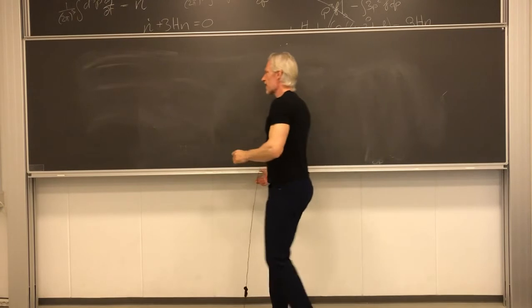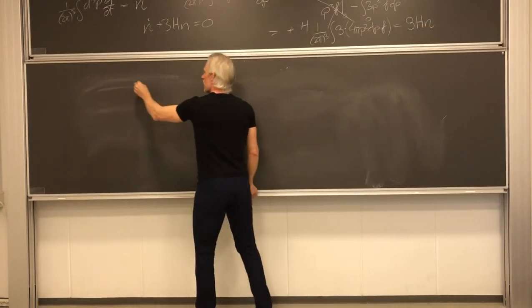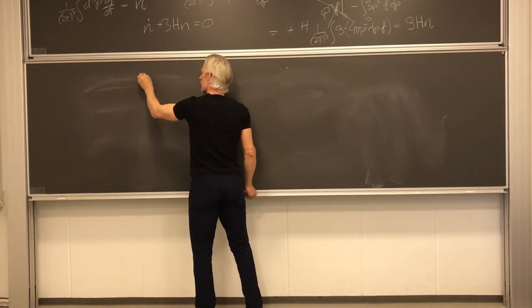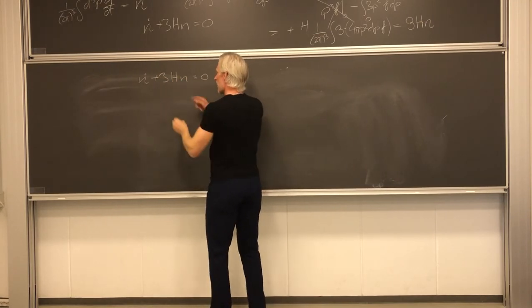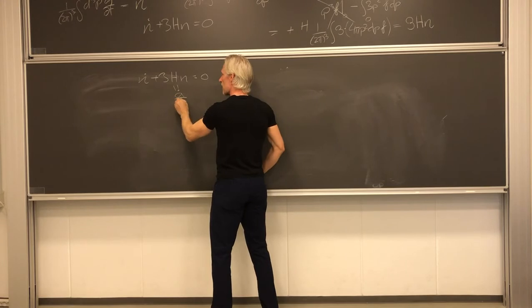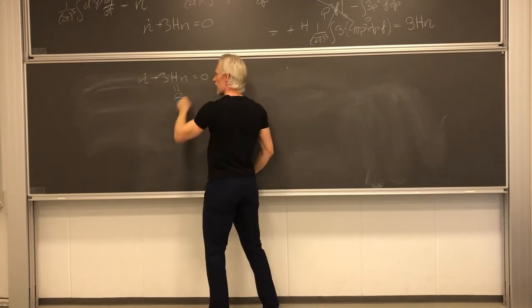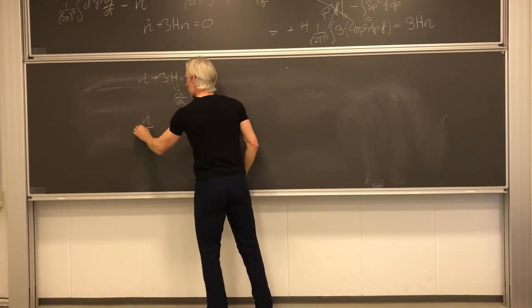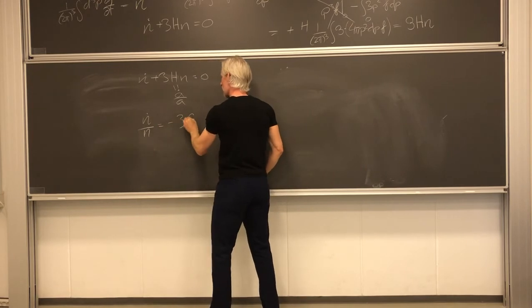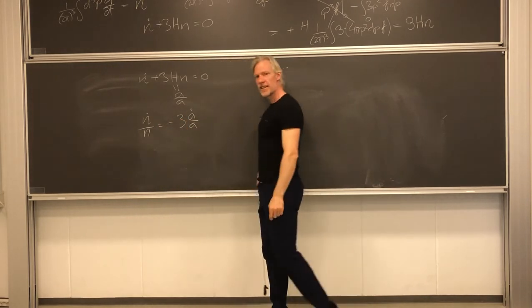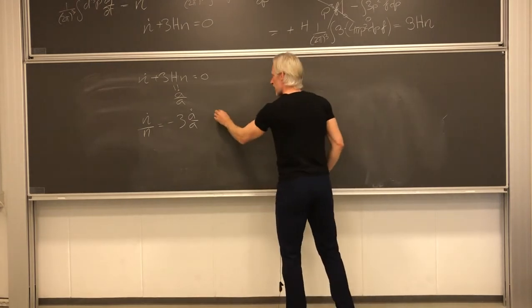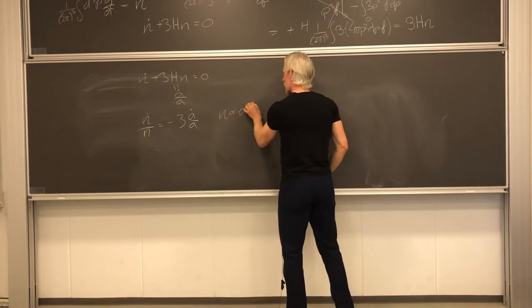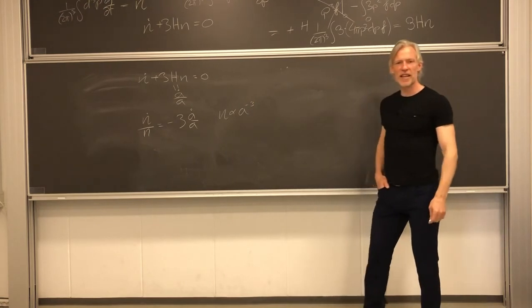Okay, so next part. If we look at that equation here, n dot plus 3H n equal to 0, then we can rewrite this as a dot divided by a, and we can move that, and we get an equation that looks like this, which can certainly be integrated. And that will give us number density proportional to a to the minus 3.